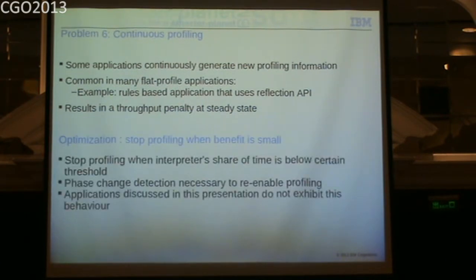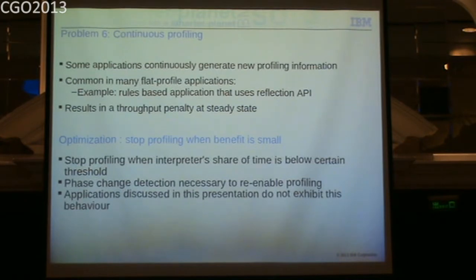Our solution was to stop profiling when we decided that the benefit was small. So when the interpreter's share of time dropped below a certain threshold, we will just turn off profiling. But this introduces a new problem. If the application undergoes a phase change and starts compiling a lot of new methods, we will be missing profiling information. So we had to implement some sort of phase change detection to ensure that when a phase change occurs, we will turn the profiler back on, so that way when we do a compile, we will be able to use the profiling information for the new methods.